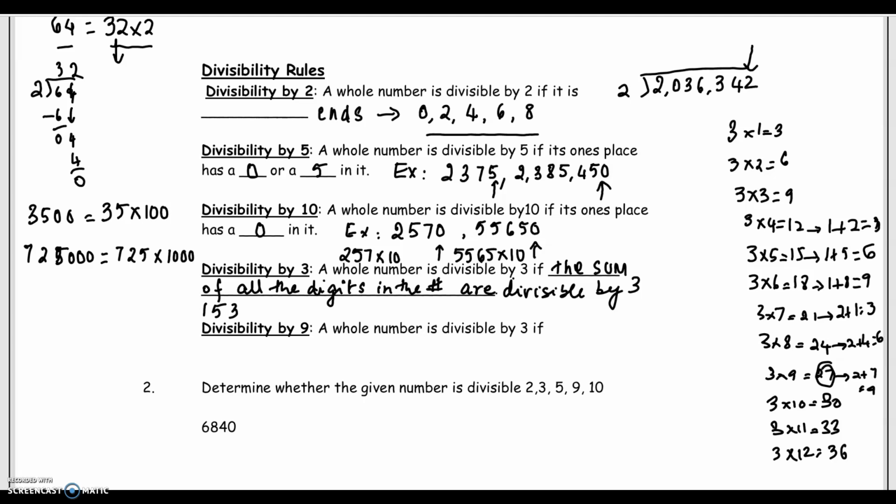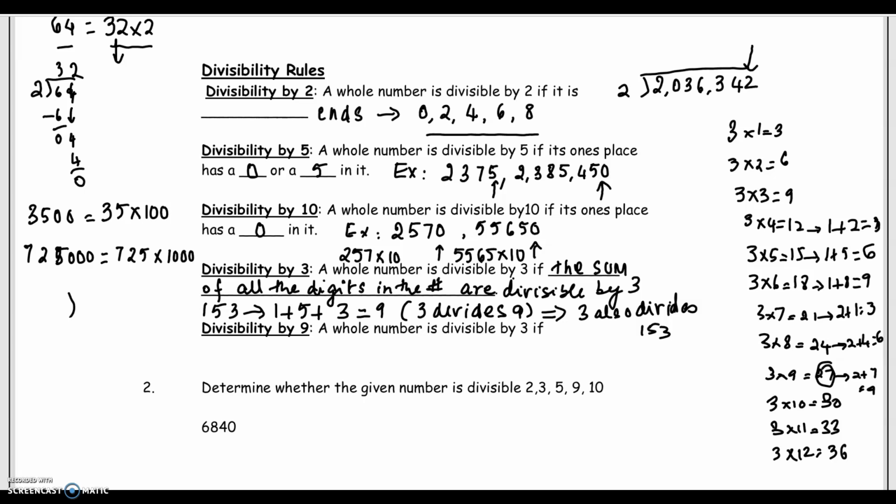153. So I'm going to take 153. I want to check if this number is divisible by 3, which means can I divide 153 by 3 and have a 0 remainder? So I go 1 plus 5 plus 3 is 9. 3 divides 9 because 3 times 3 is 9. So what is the conclusion that we make? 3 also divides the entire number, which is 153.